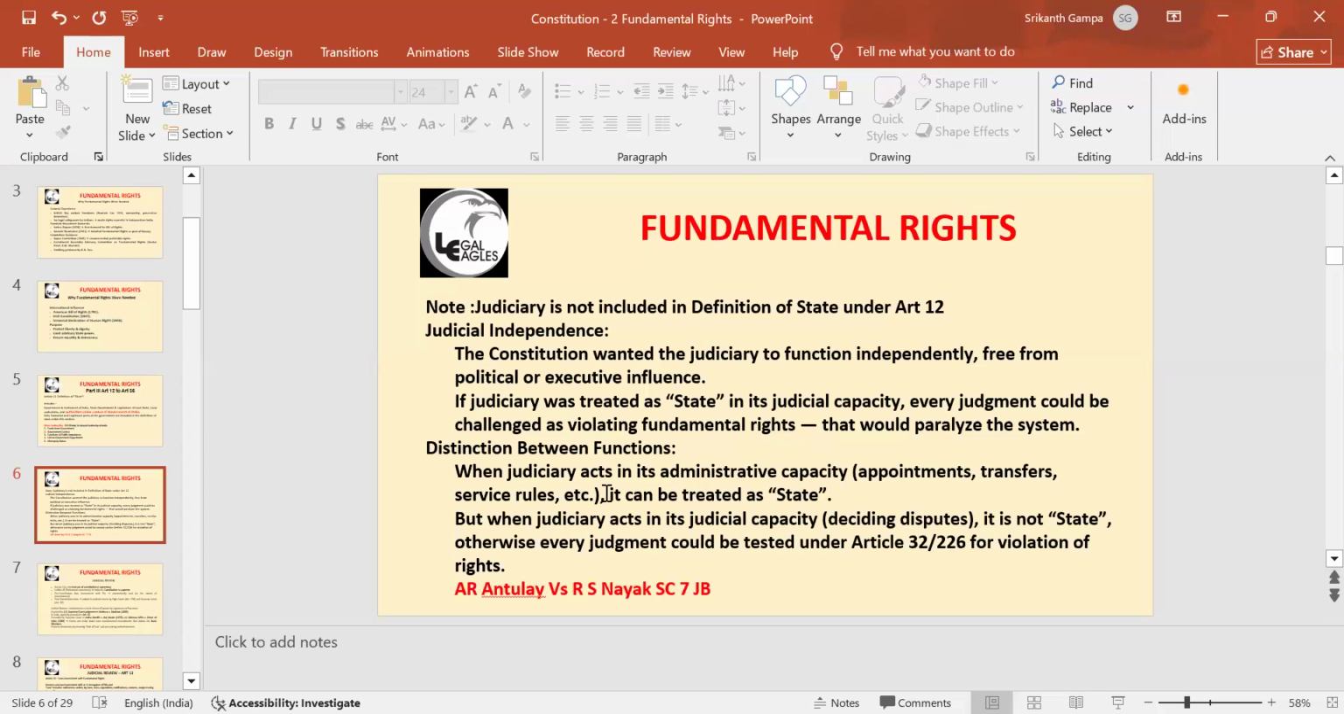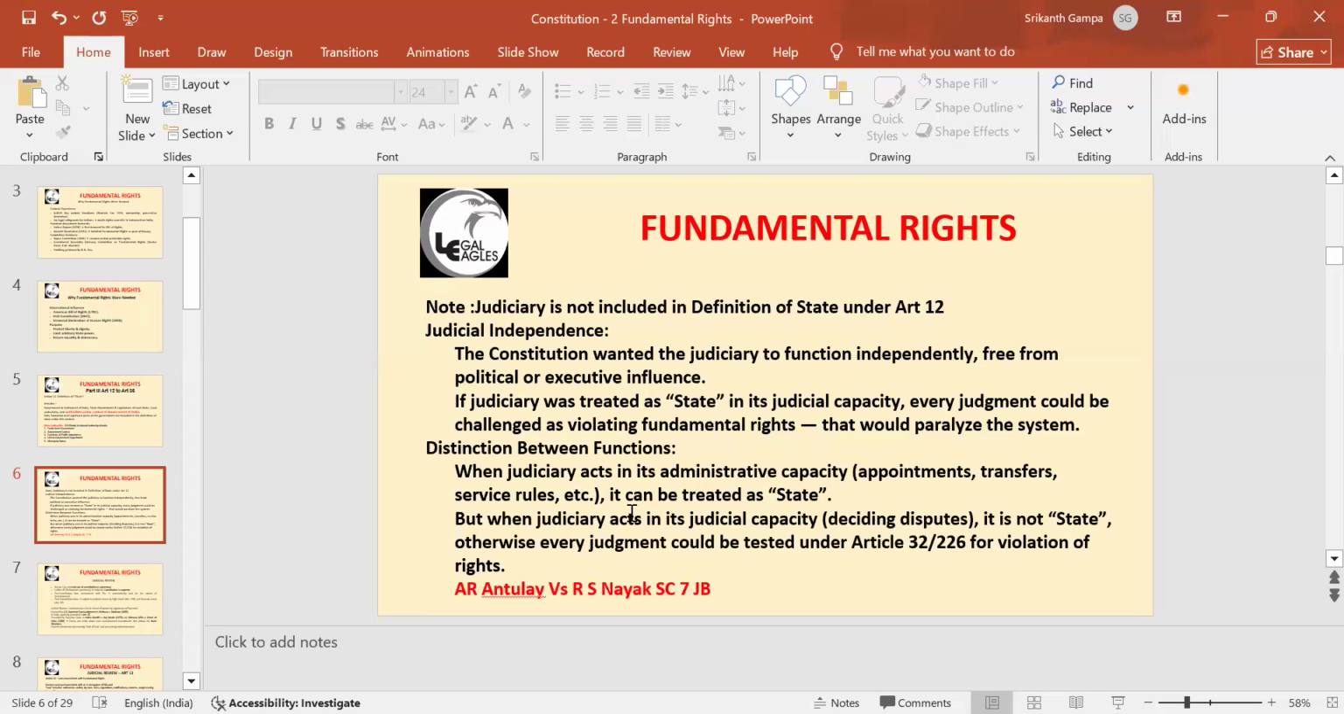We are talking about government, but in the government we are taking only executive and legislature. We are not taking judiciary. The only reason is that judiciary independence should be there and the judgment should not be questioned. That is the only reason the Constitution specifically sees to it that judiciary is not included in the state. Here another exception is there.